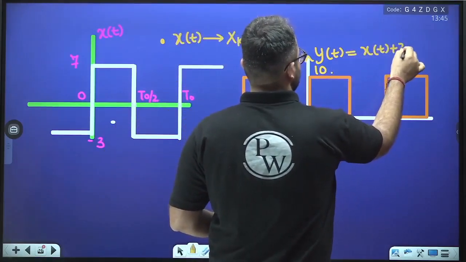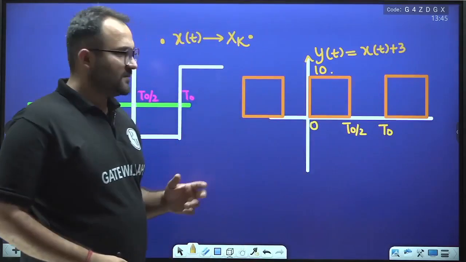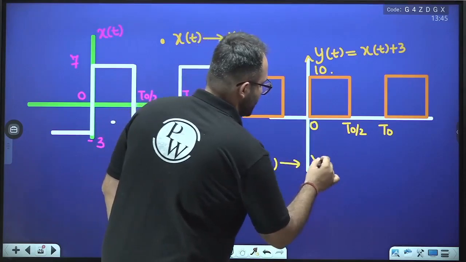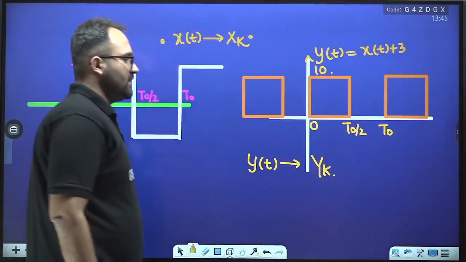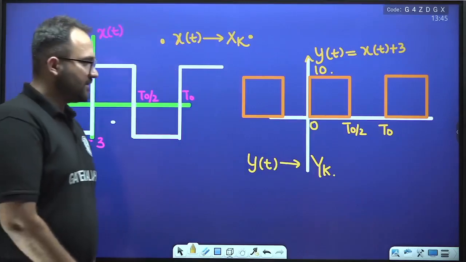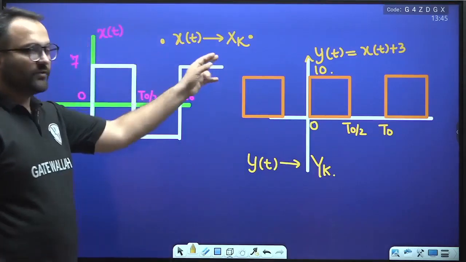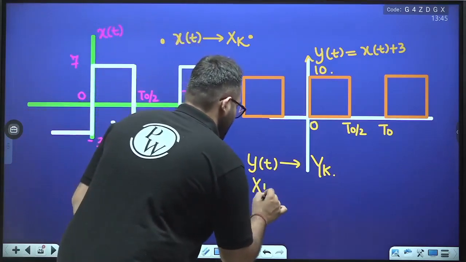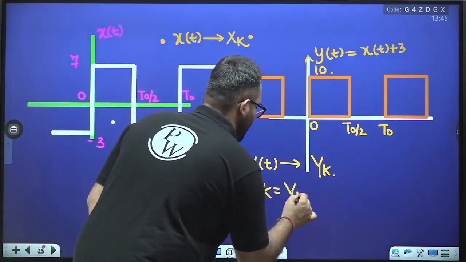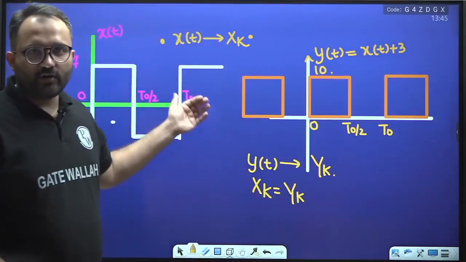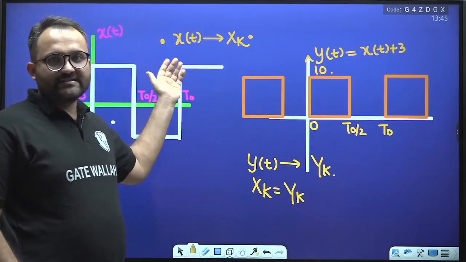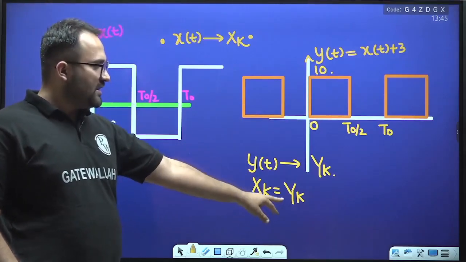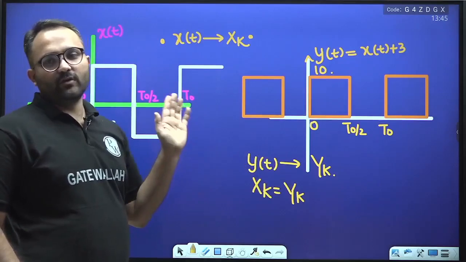So what I actually want to tell you is, the concept is: if the Fourier series coefficient of yt is yk and xt has Fourier series coefficient xk, then xk is equal to yk. All the coefficients of xt and yt are equal, and only this equality will fail at k equal to 0.